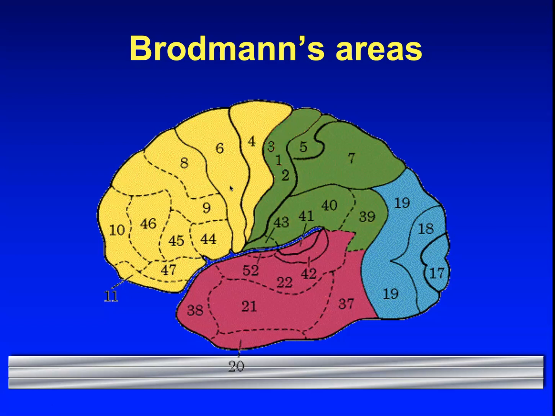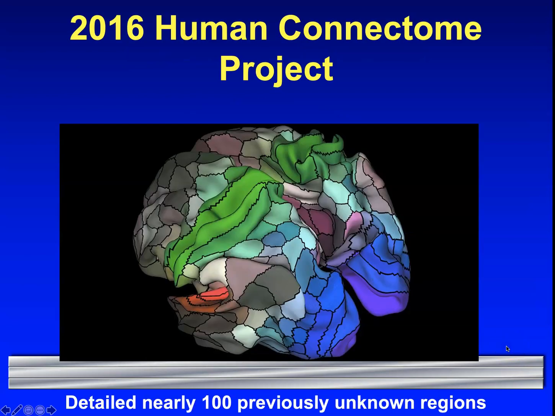So Brodmann's areas map out 52 different brain regions, but we're updating this. We're learning much more about the brain. In 2016, they started the Human Connectome Project. They had 1,200 volunteers, and they got an MRI, a really more functional MRI, and they detailed nearly 100 previously unknown regions.